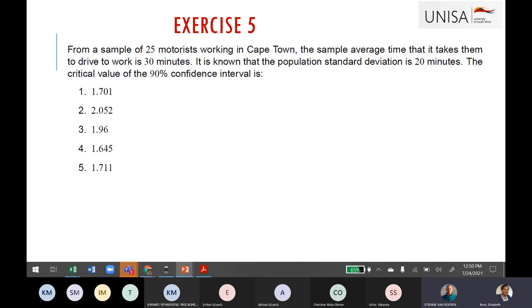So you're going to use Z because sigma is known. Remember that sigma is the population standard deviation. For population parameters, we use Greek letters. You're going to find Z alpha divided by 2. And what will be your critical value? This should be quick and easy because you have a reference table. Option 4.